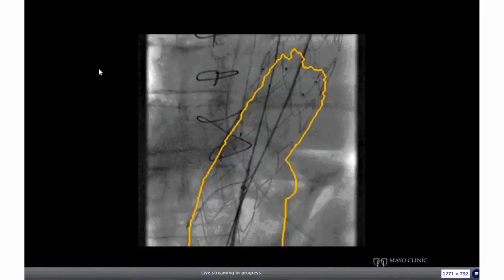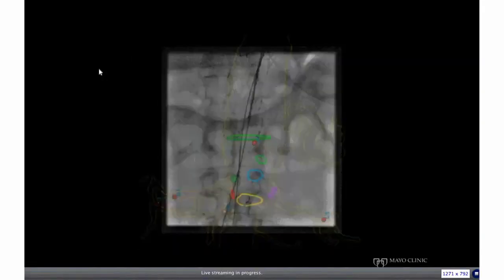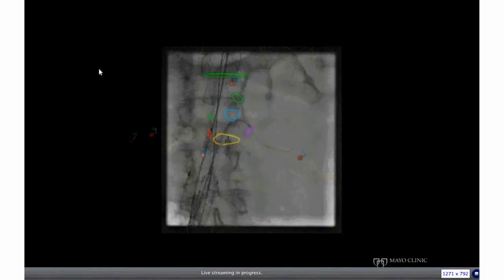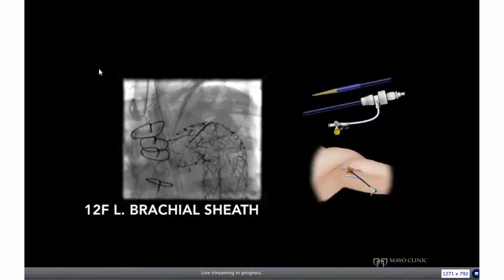Next, the fusion imaging is calibrated by selective catheterization of the left renal artery. Note here that the catheter is perfectly placed in the middle of that purple ring that locates the ostia of the left renal artery. Once the vessels are located, a 12-French flexor sheath was then introduced via the left brachial approach and positioned in the mid part of the thoracic aorta.